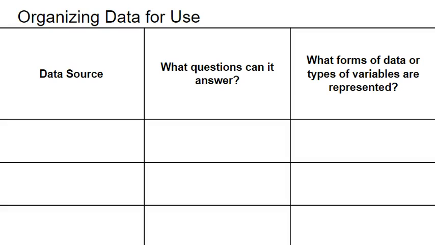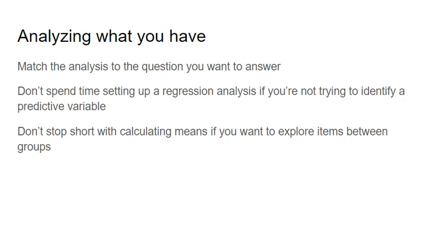So when we get data or we discover that we have data, we need to document what we have. So we need to identify the data source. We need to think through the questions that it can answer. And we need to really think critically and examine what forms of data or types of variables are represented. And then the answer to that question helps us understand the levels of analysis that will be available. And I'll talk through answering that when we cover analysis in the course.